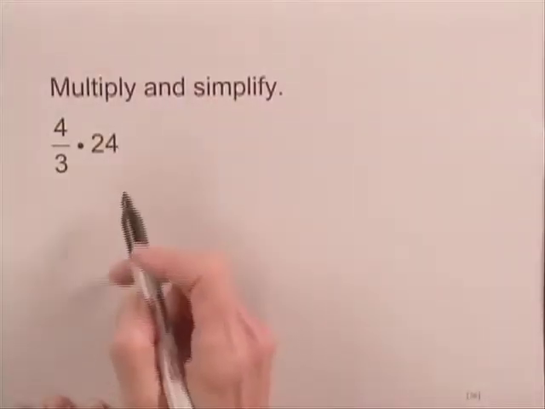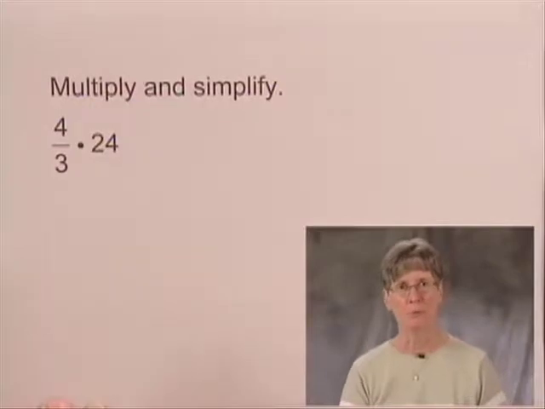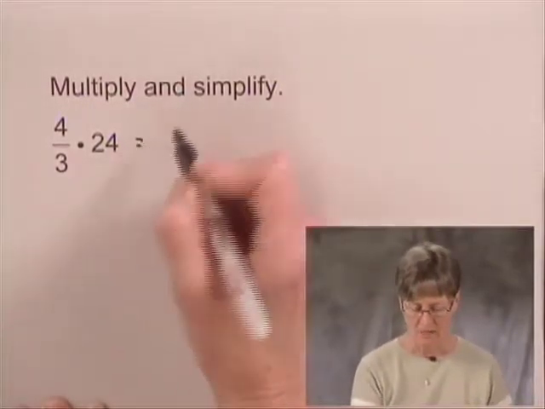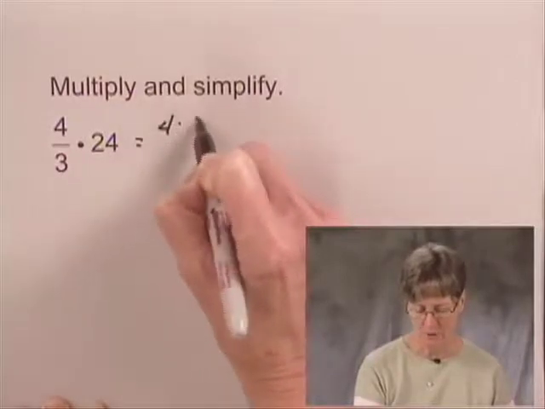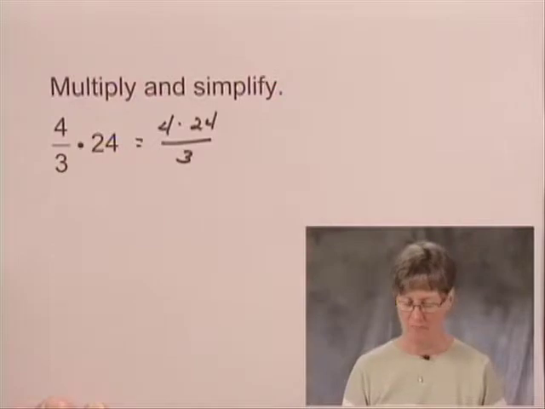We're going to do a multiplication that involves fraction notation. We're going to multiply 4/3 and 24. Now we can think of 24 as 24 over 1. We'll multiply numerators and we'll multiply denominators. That means that the product would be 4 times 24 over 3 times 1, or just 96 over 3.